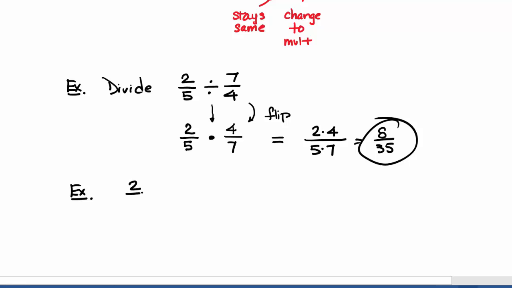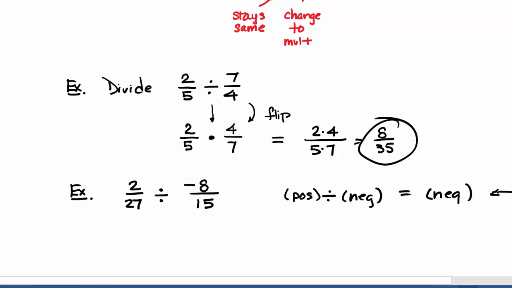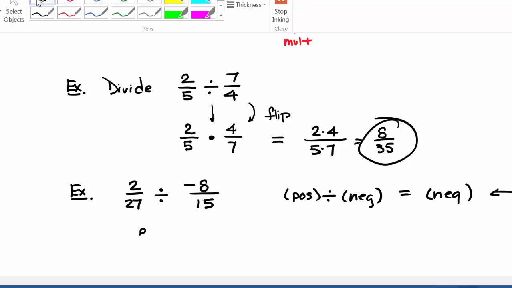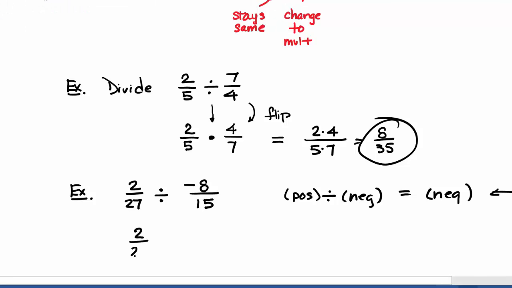If I had 2 over 27 divided by -8 over 15. First off, it's a positive divided by a negative, right? So I'm going to remind myself that my answer is negative. So you got to remember that, okay? And then it's just a normal problem now, as long as we remember what our answer is going to be. So it's 2 over 27. That stays the same. Change it to a multiplication and flip the second. 15 over 8, right? Negative.